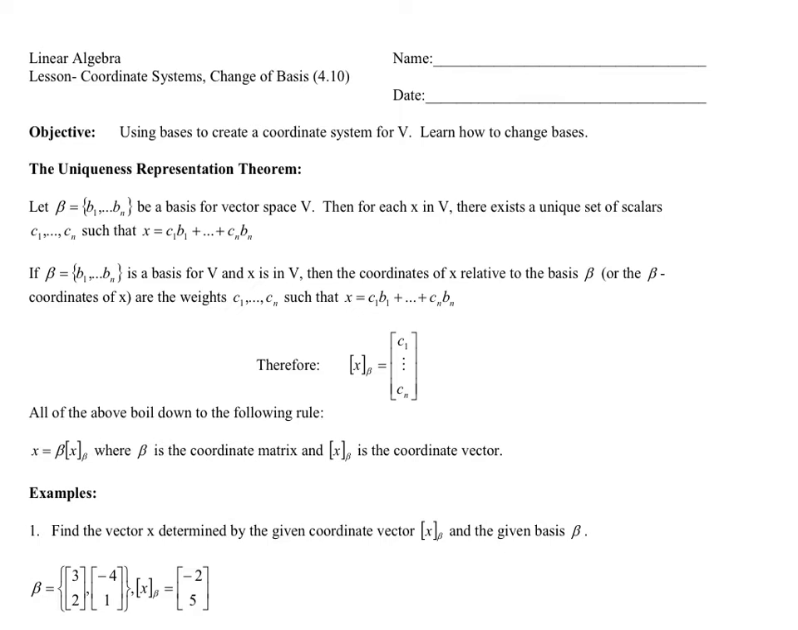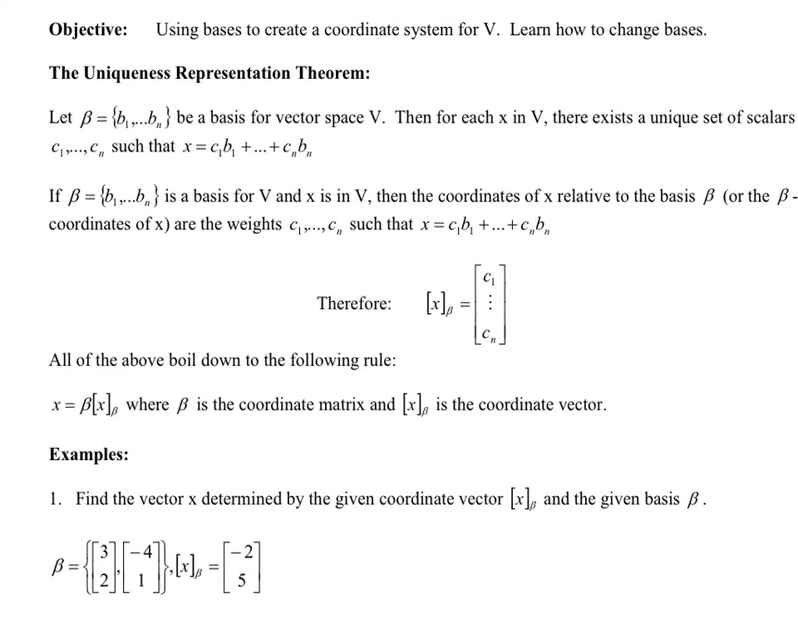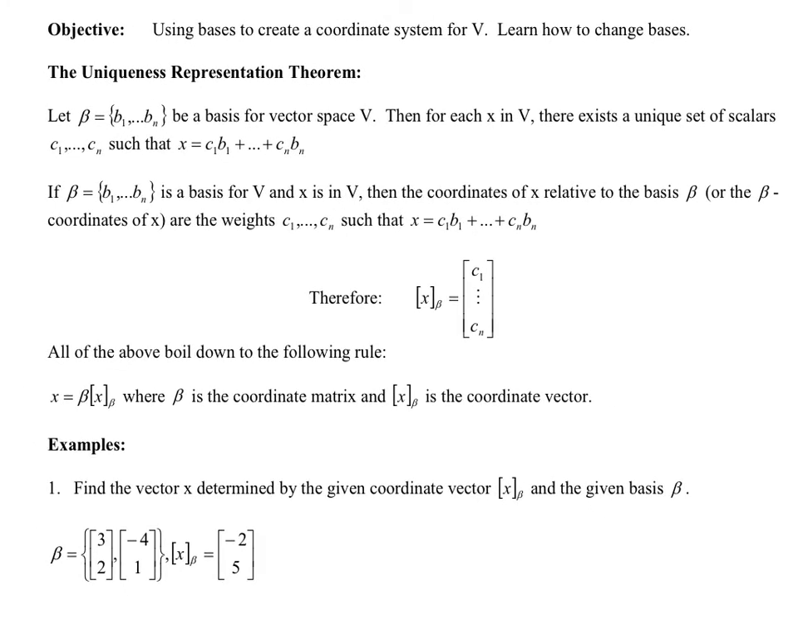Really what it's saying is when you have that linear combination, part of that is going to be the vectors that make up your basis, and part of that is going to be the transformed coordinates. You're going to have a set of coordinates that you start with, and a set of coordinates that you end with, and you'll have a transformation matrix, which really just ends up being your new set of bases. So all of the above boil down to the following rule: x is equal to beta times x sub beta, where beta is the coordinate matrix and x sub beta is the coordinate vector.